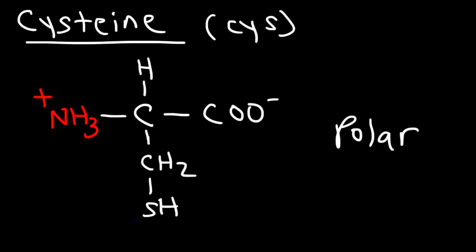Now, many textbooks will say that cysteine is a polar amino acid, whereas I've seen a few diagrams that say that it's a nonpolar amino acid. So I'm going to leave it up to you to figure out that point. Now, cysteine is a special amino acid. It can form disulfide bridges upon oxidation. So that's a property of cysteine that you need to know.